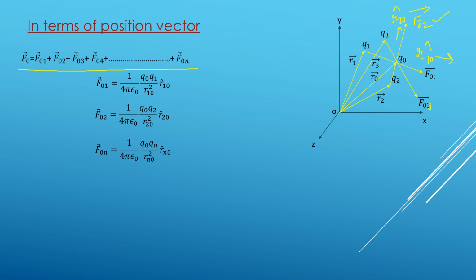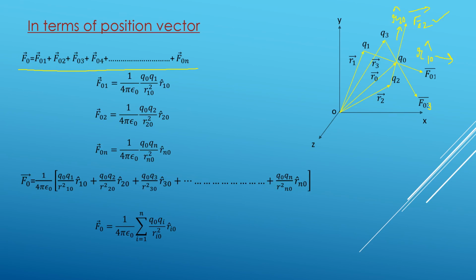So for the net force, when we put all these values here, we will get this expression. Now this can be written as 1 upon 4 pi epsilon naught, sum over i equal to 1 to n, Q naught Qi over Ri naught squared, Ri naught cap. i is the ith charge. It can be Q1, it can be Q2, Q3, Q4, and so on up to Qn.